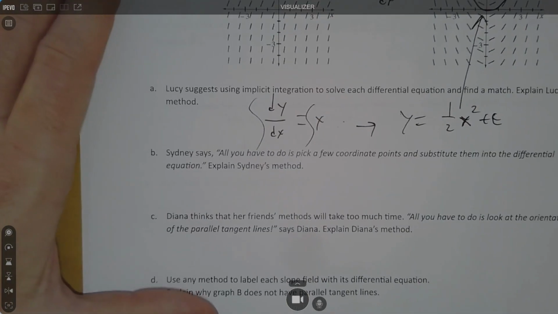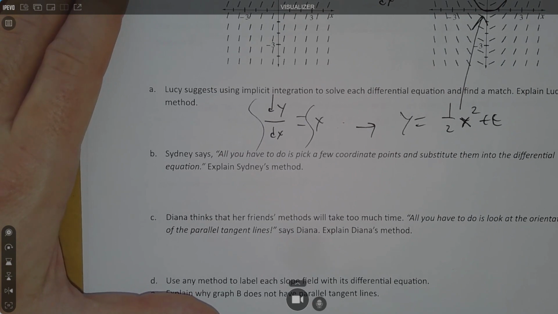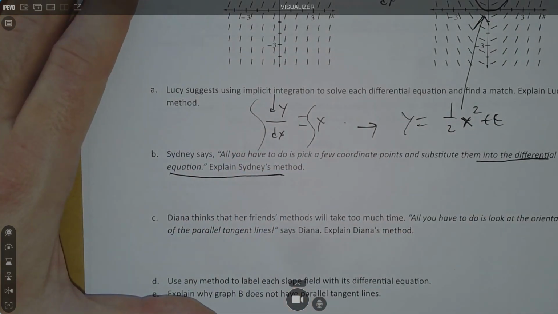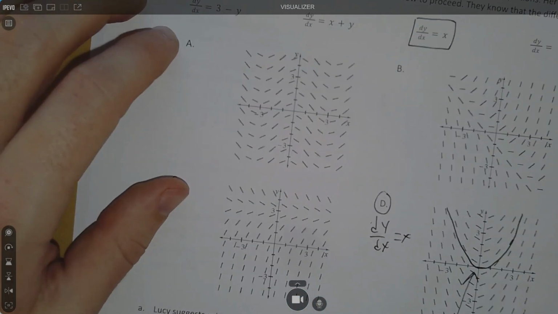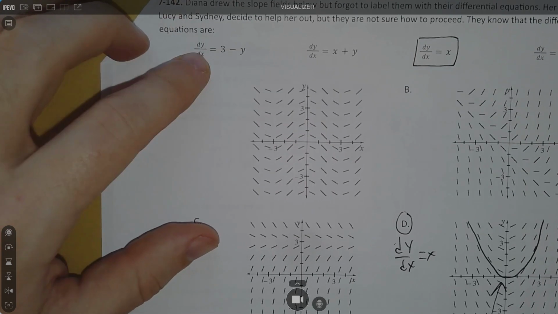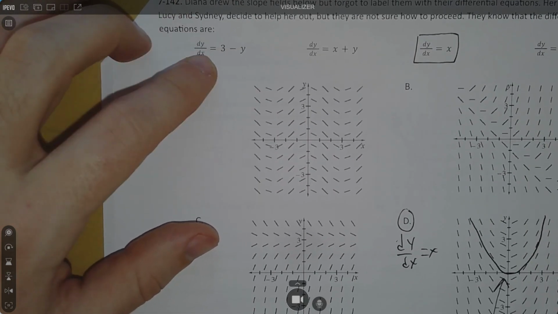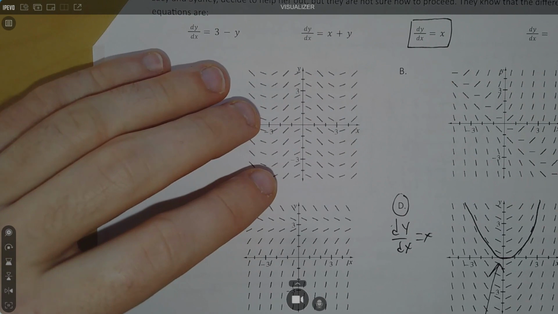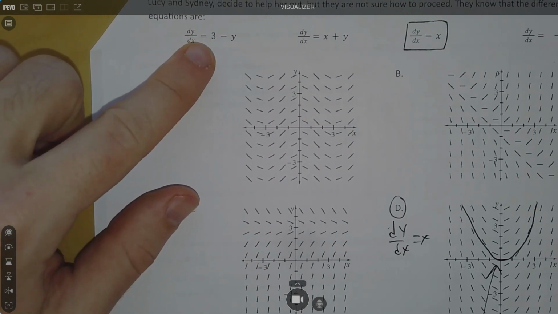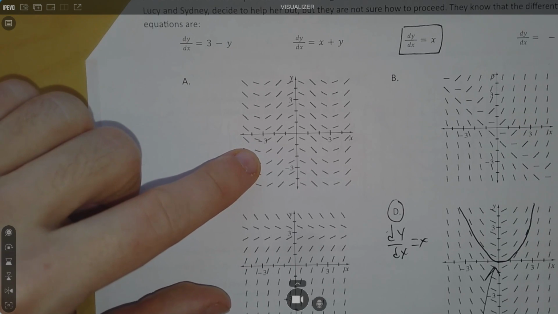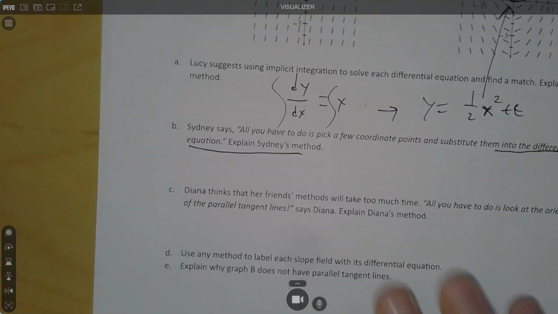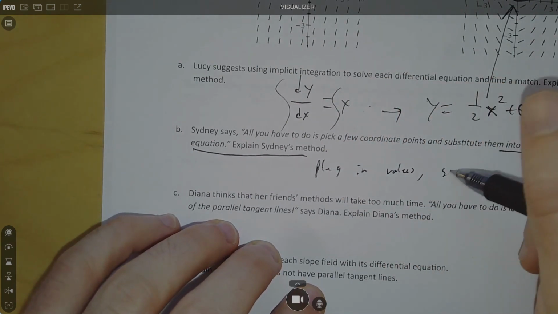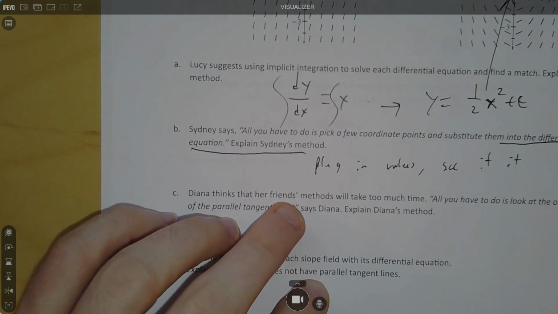B. Sydney says all you have to do is pick a few coordinate points and substitute them into the differential equation. This is my preferred method, and this is what I would do on the AP test. This is what I like. So let's say you wanted to test for 3 minus y. Okay, I'm going to start testing this one. All you have to do is pick some y values here and plug them into this and see if it works. So for example, that's what we're doing. Plug in values, see if it works. I mean, I don't know how to explain that. It's what she says, right?